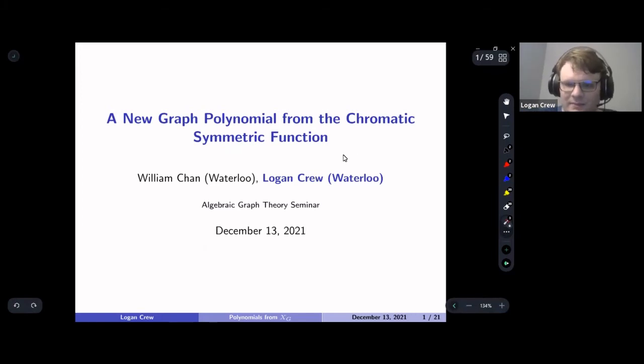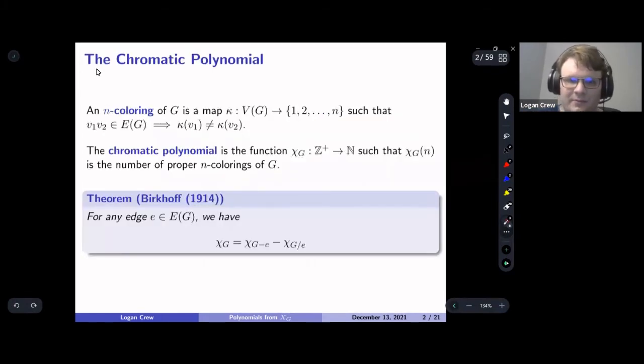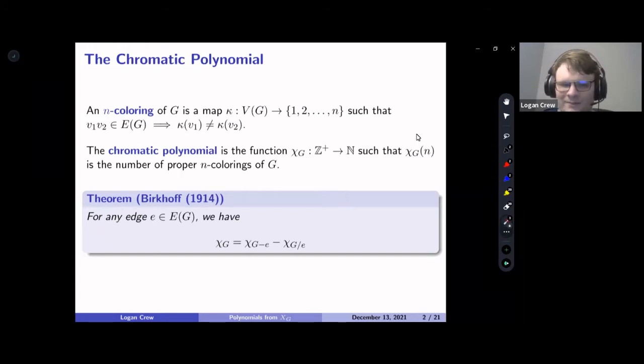So a brief review of the chromatic polynomial and related things, first of all. An n-coloring, for the purpose of this talk, is going to be a map from the vertex set of a graph to the positive integers 1 through n, so that whenever we have an edge between two vertices, they are assigned different colors by this coloring.